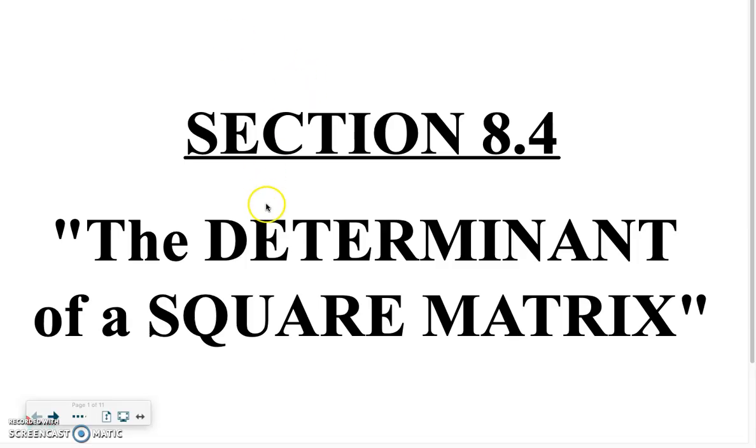So, the determinant of a square matrix. We talk about the square matrix because, kind of like the inverse, we can't find the determinant of a non-square matrix. So everything we're going to be talking about today is going to be the square matrix.